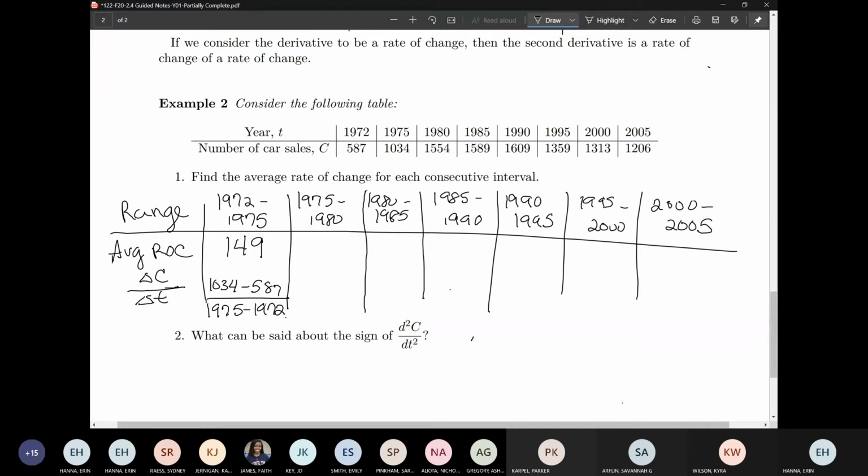So this next set: 1554 minus 1034, over 1980 minus 1975, which gives us 104. Same idea for the rest of them. You get 7, 4, negative 50, negative 9.2, negative 21.4.